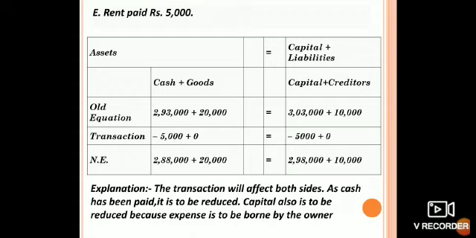Every time when you add both the sides you will get the same amount. The transaction will affect both sides. As cash has been paid, it is to be reduced. Capital also is to be reduced because expense is to be borne by the owner.